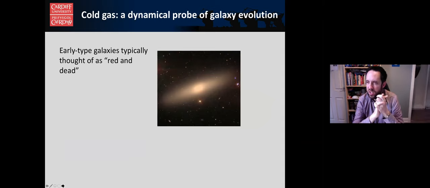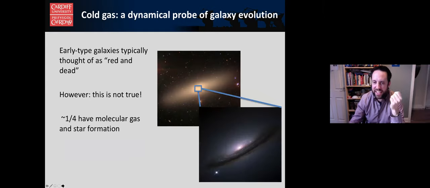So as I mentioned earlier, these things are typically thought of as red and dead, but that's not exactly true. In about a quarter of them, if you look carefully, so for instance, in this first image, you would not have guessed that this thing had star formation. But if you zoom in with HST in its core, you see there's this star-forming dusty disk right down in the center of this object. So it was properly fueled by a minor merger sometime in the past.